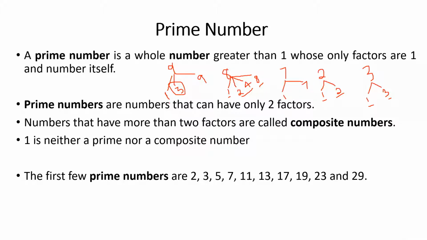Understood? So those numbers which have more than 2 factors will be considered as what? You might have studied in maths, composite numbers. And those numbers which have only 2 factors, minimum, maximum, everything is only 2, are known as prime numbers. So I have listed them out here.